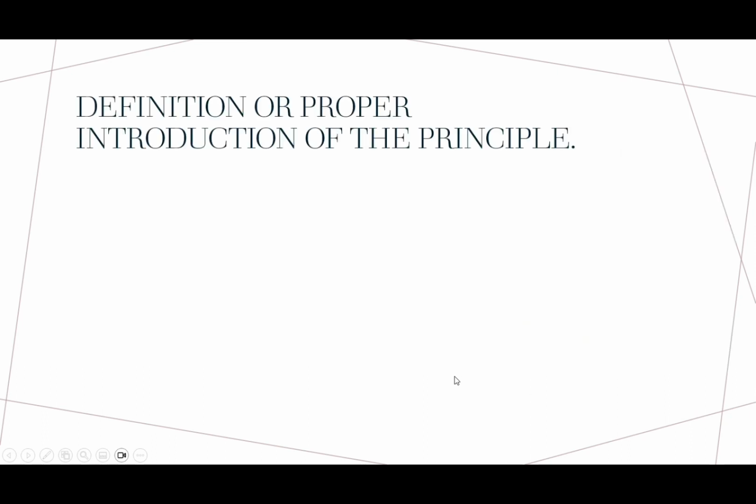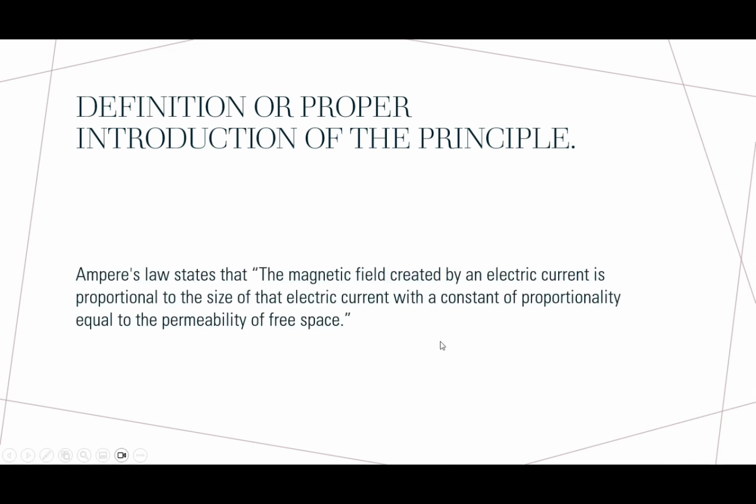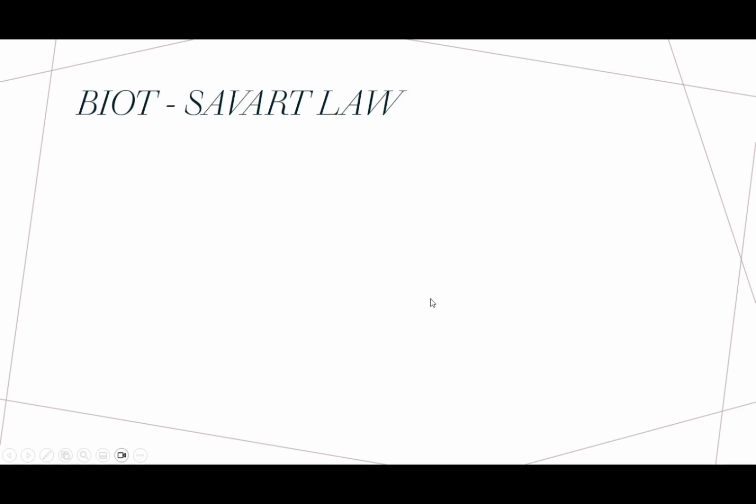Definition or proper introduction of the principle. Ampere's law states that the magnetic field created by an electric current is proportional to the size of the electric current, with a constant of proportionality equal to the permeability of free space.